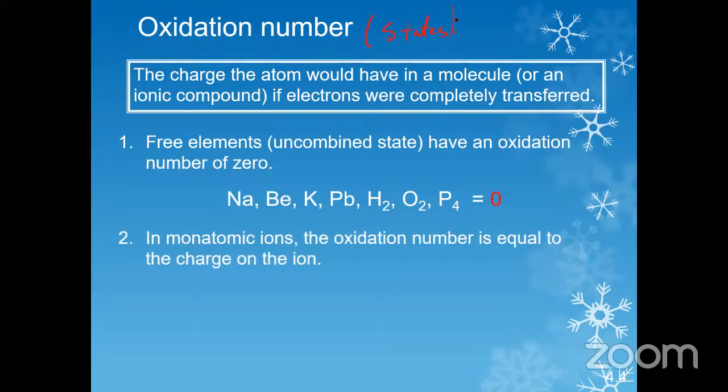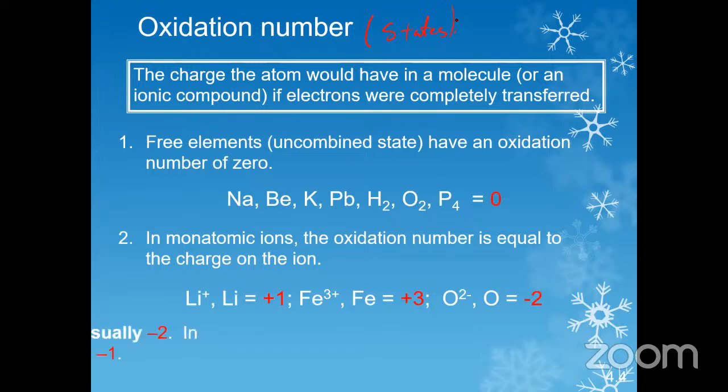The second rule is that in the case of monatomic ions, the oxidation number is equal to the charge on that ion. For example, for the lithium plus ion, its oxidation number is +1. For the iron 3 ion, its oxidation number is +3. For the oxide ion, its oxidation number is -2. So if it's a monatomic ion, whatever charge is on the ion is the same as the oxidation number.